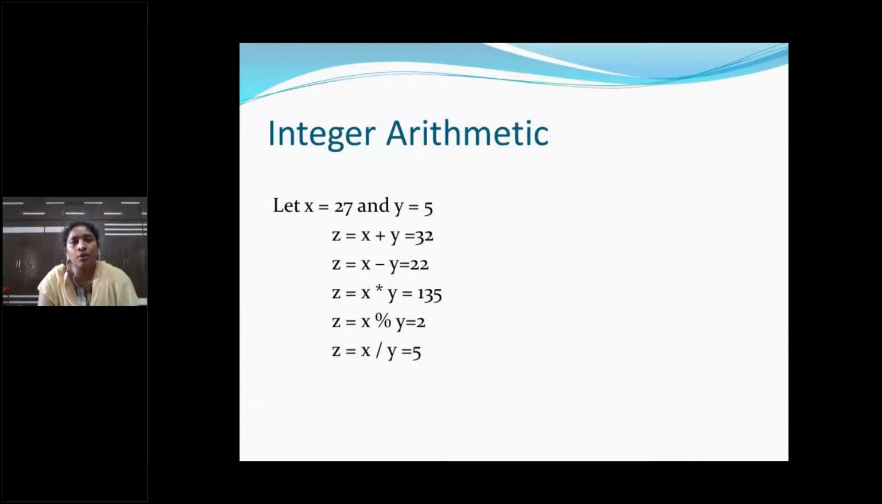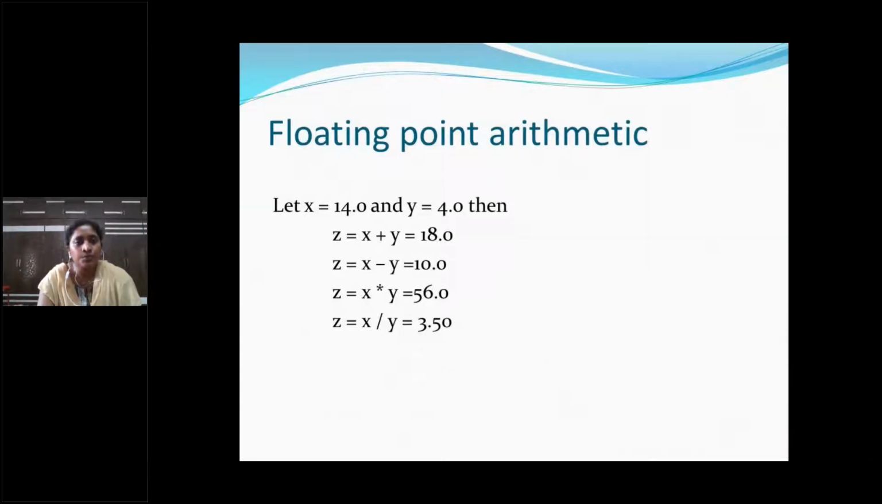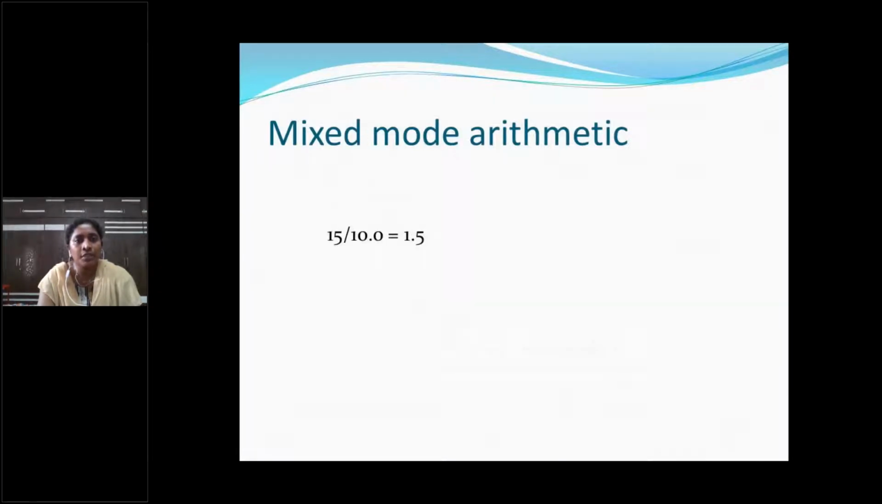Now, these are a few examples of integer arithmetic. x is equal to 27 and y is equal to 5. We have performed all the arithmetic operations, including addition, subtraction, multiplication, division, and modulo division. One point to note regarding arithmetic operations: the modulo division operator is not valid for floating type of data. If you observe the slide, there is no floating point arithmetic operation for modulo division. And this is about mixed mode arithmetic.